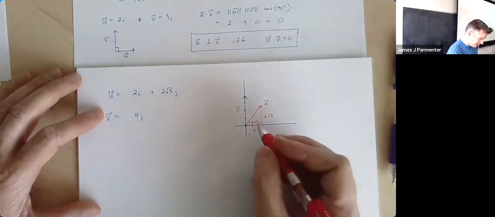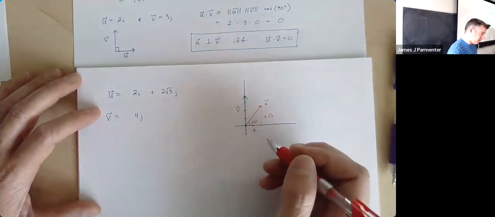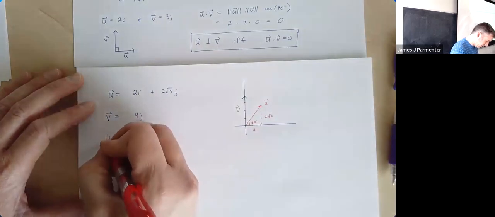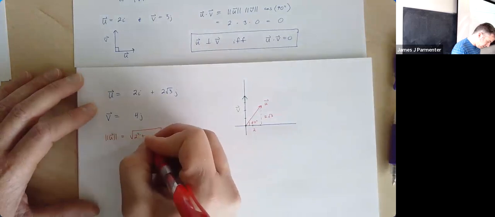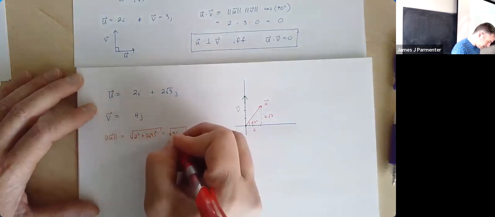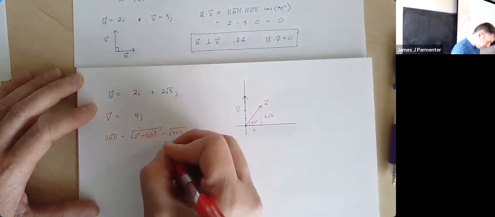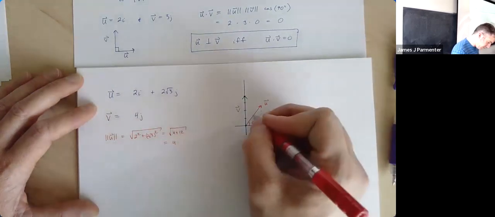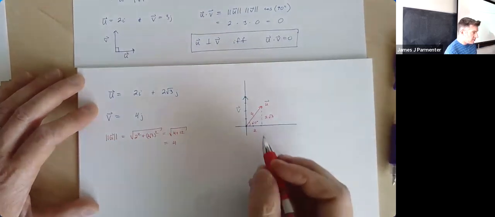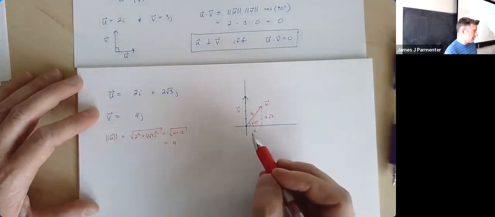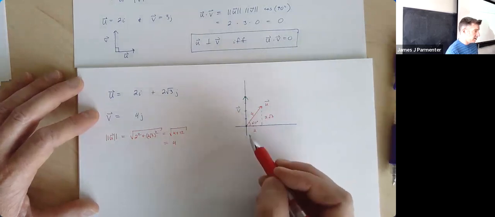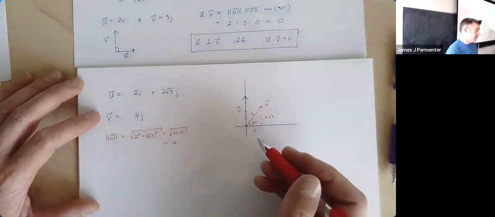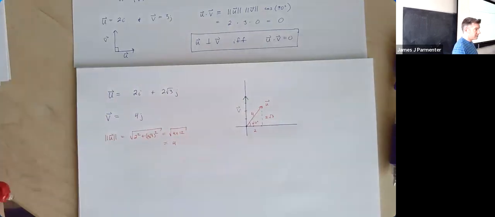Because we can see here that, if we find the length of u, which we're going to find anyway, the magnitude of u is the square root of 2 squared plus 2 root 3 squared, which is the square root of 4 plus 4 times 3 is 12, which is the square root of 16, which is 4. This triangle has a cosine value of 1/2, 2 over 4, and a sine value of root 3 over 2. And the angle that goes with those values is 60 degrees.